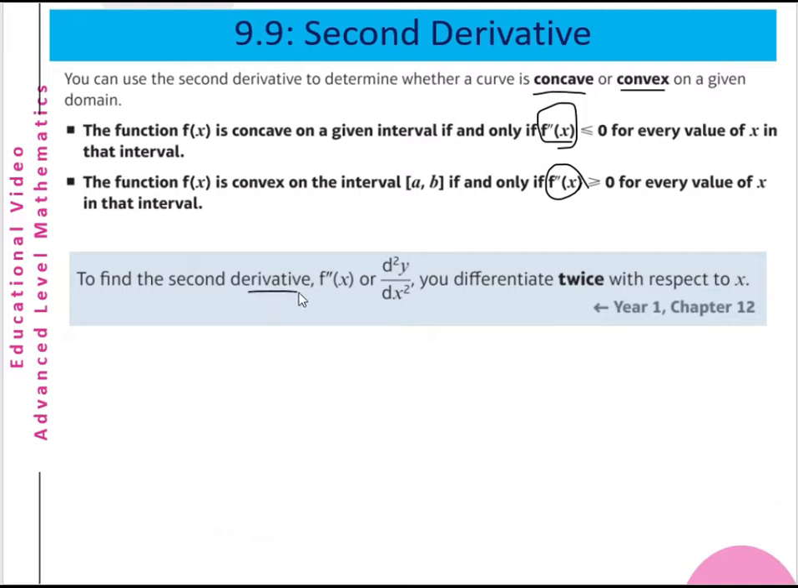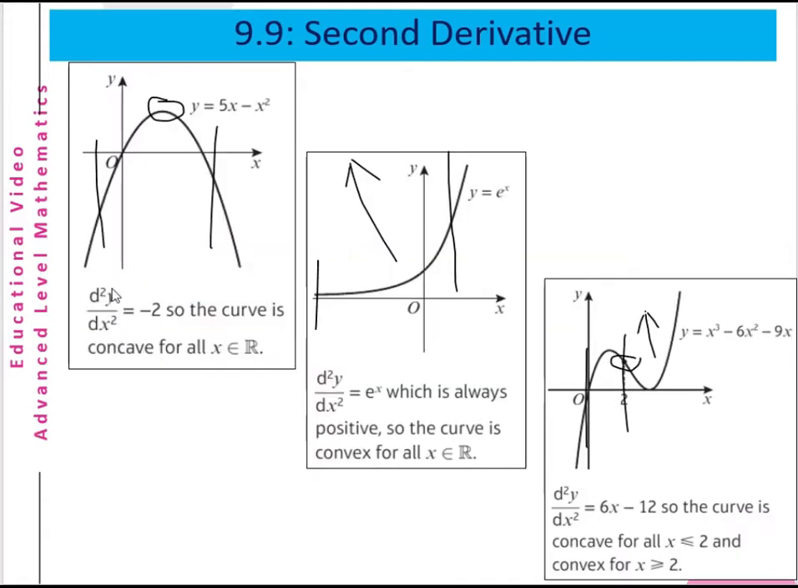So to find the second derivative, we just use the y equal to f(x) function and differentiate twice, and we get the second derivative of f(x), and we write it as f double dash x. So in here, d squared y by dx squared is equal to minus. So the curve is concave for all x belonging to the real numbers because the open end is facing down. And d squared y by dx squared is equal to e to the x, which is always positive. So the curve is convex because it's always facing up for all x belonging to R.